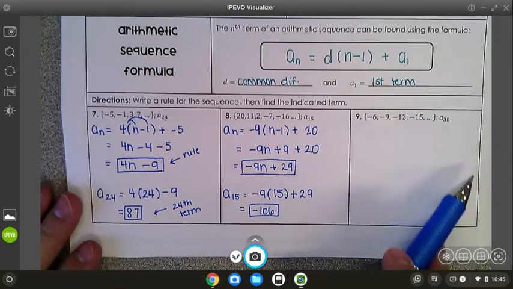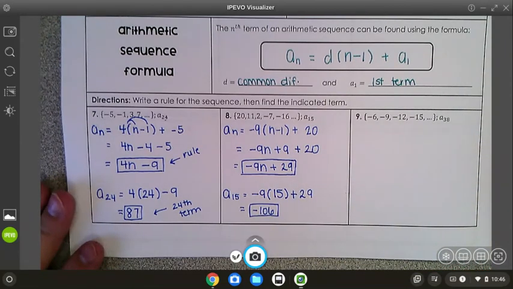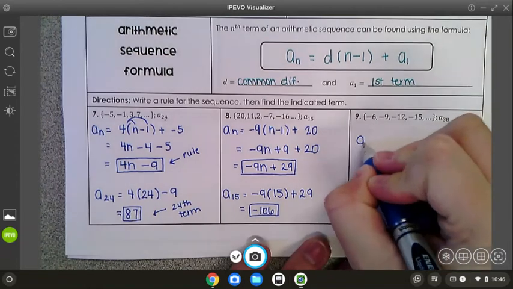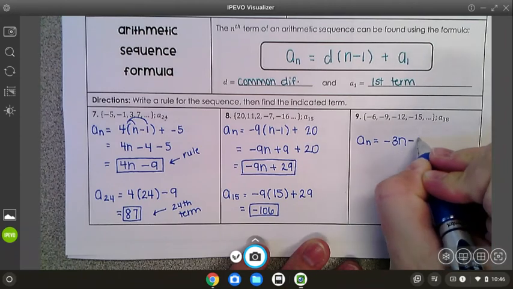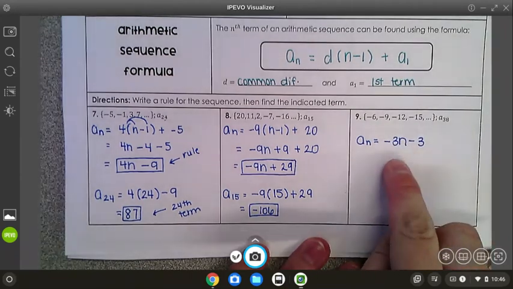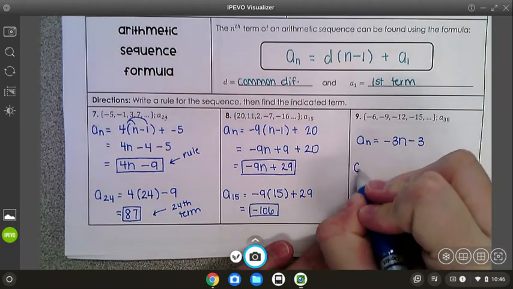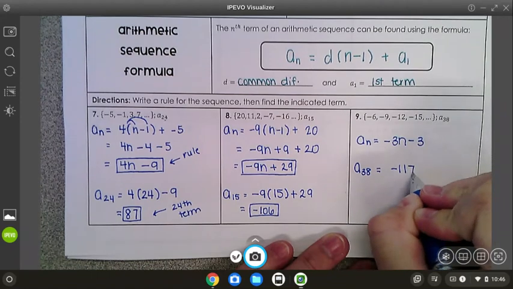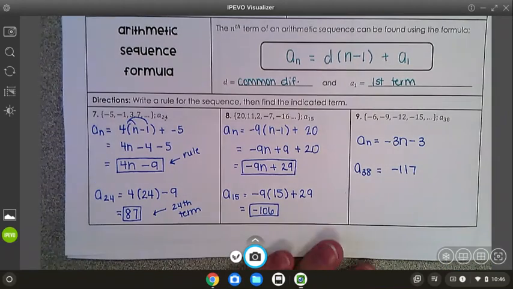I want you to pause the video and try number 9. All right, on number 9, your formula, you should have got -3n minus 3. If you didn't get that, go back and check to make sure you distributed correctly. And for your 38th term, you should have got -117. Now, if you got the formula wrong, then you would have got this one wrong.